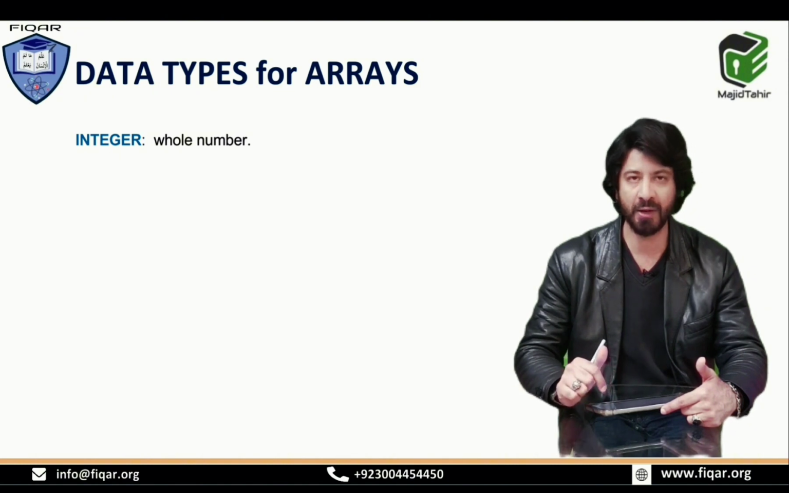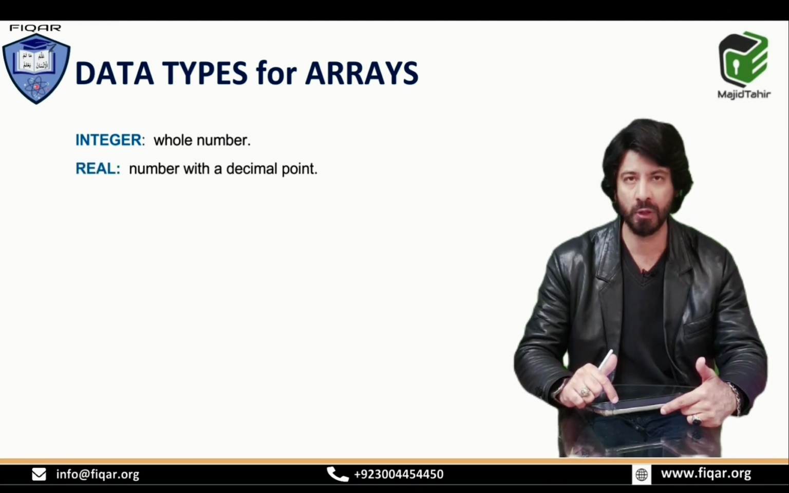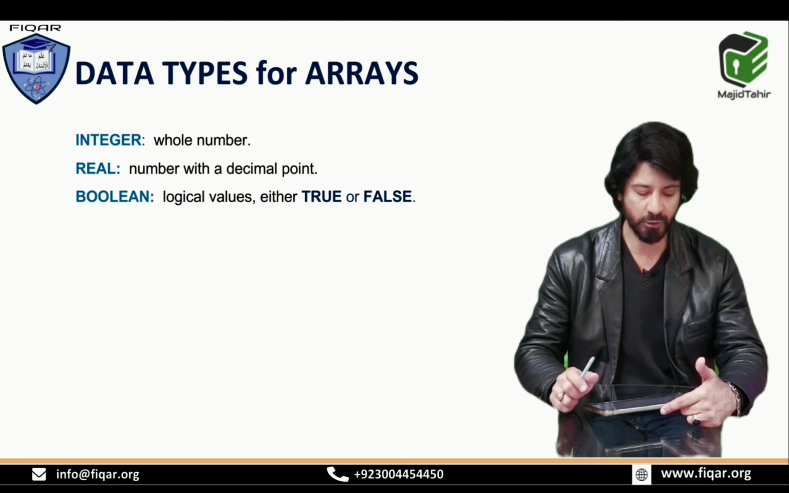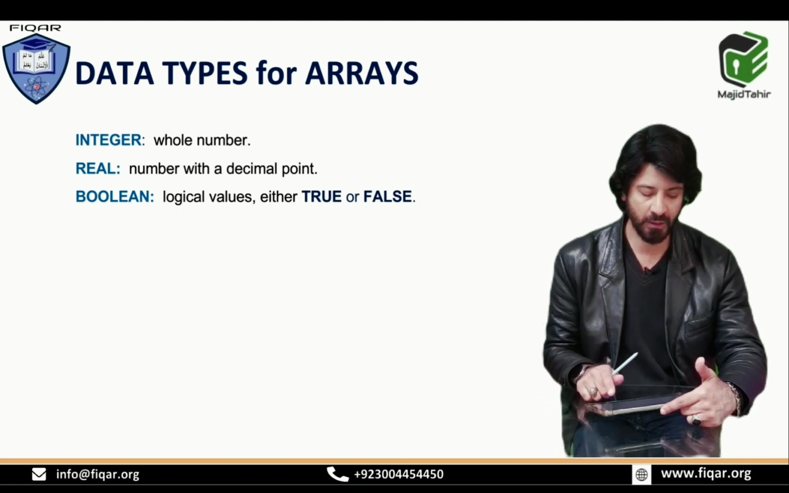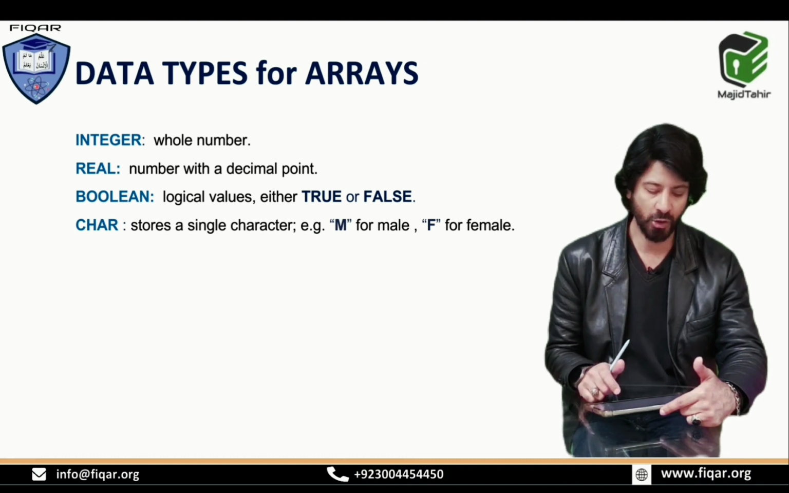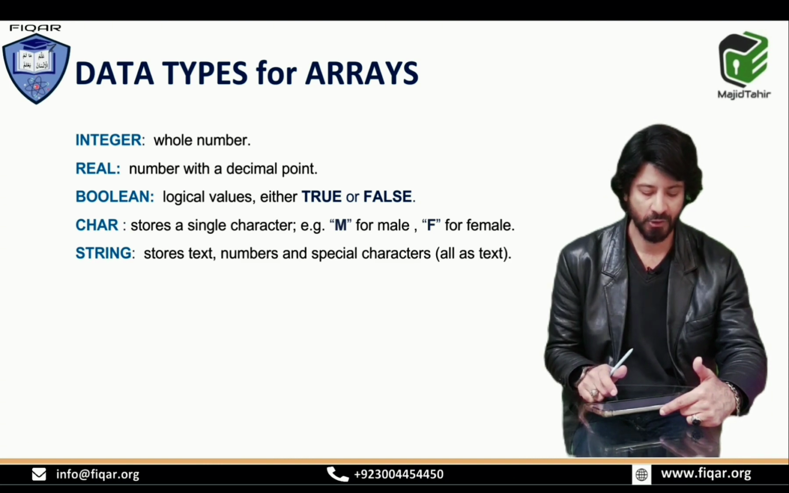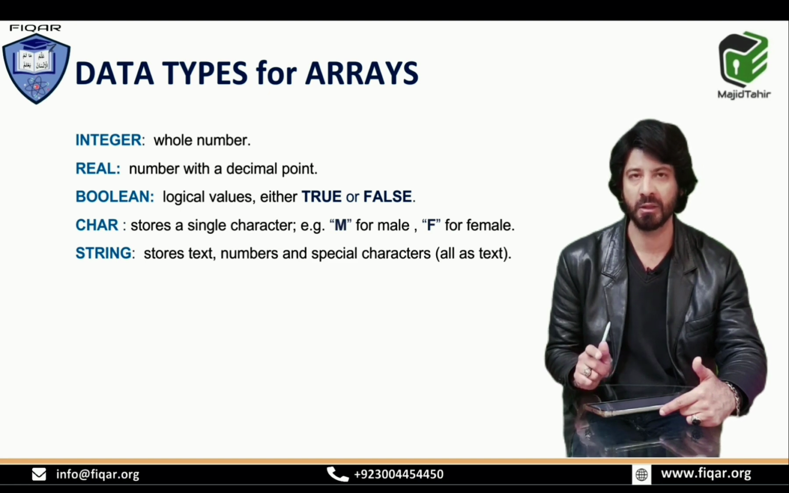Similarly, like variables, we have to store arrays with a meaningful name and an appropriate data type. Integer is for whole numbers. If we want to store decimal numbers, we will take the real data type. For logical values like true or false, the data type is boolean. Char is the data type for a single character like M for male or F for female. String is a data type that stores text. The text can include alphabets, numbers, special characters, and spaces.